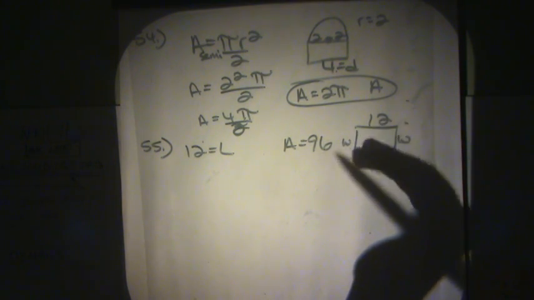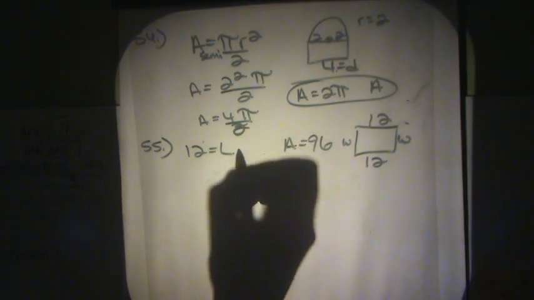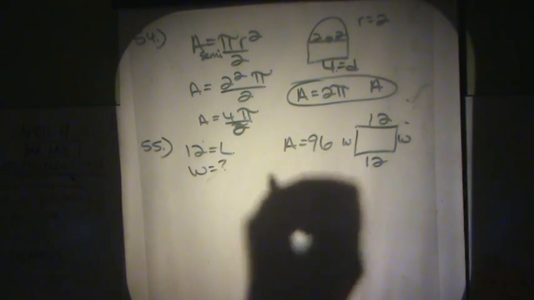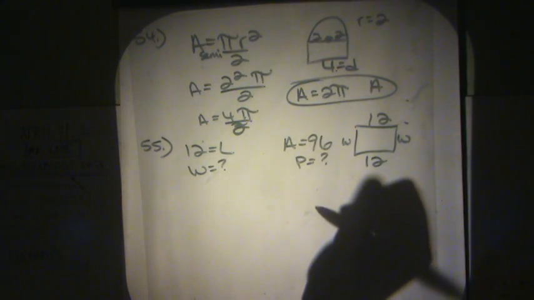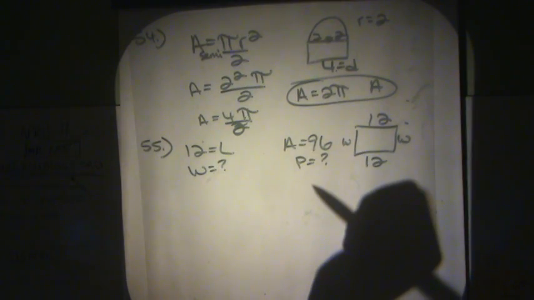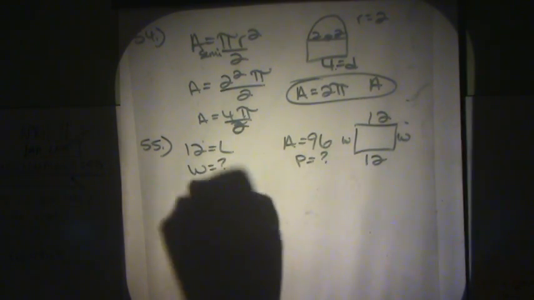Yeah. So you have to find the width first before we can find the perimeter. We're trying to find the perimeter. So first I have to find the W, and then I'm going to solve for the perimeter. You're not just solving for the W. Don't just think, oh, I'm going to find out what times 12 gives me 96. Well, that's part of it, but not all of it.